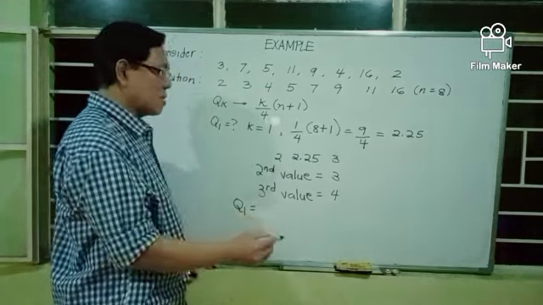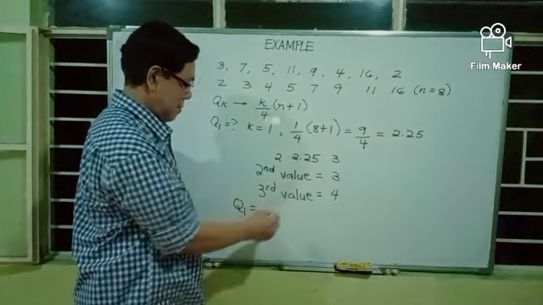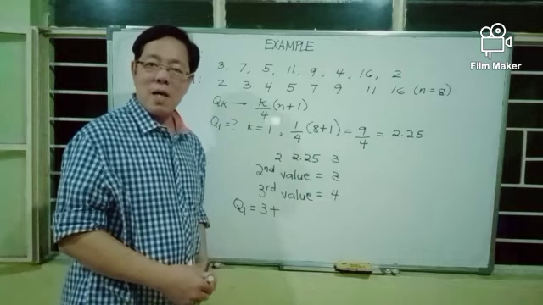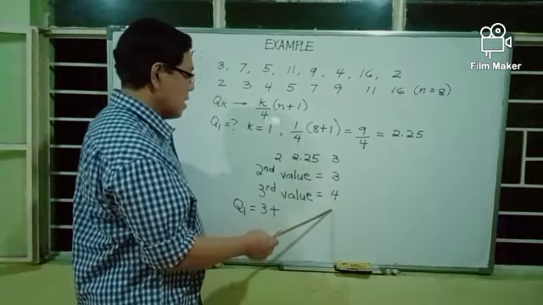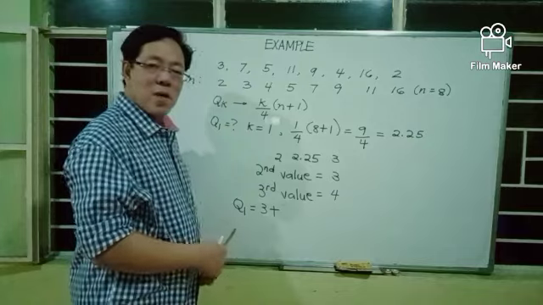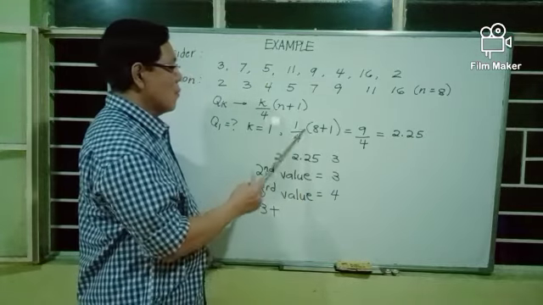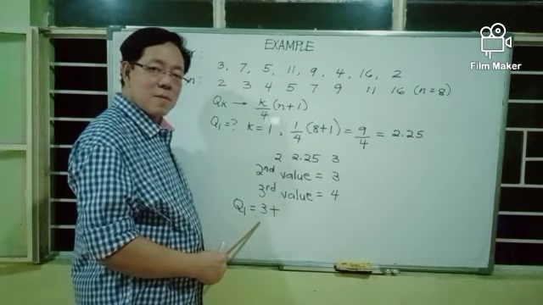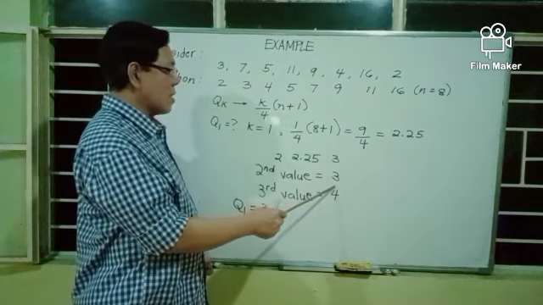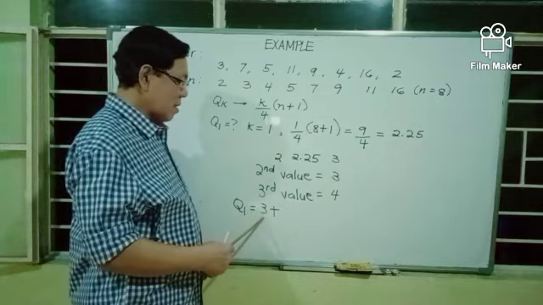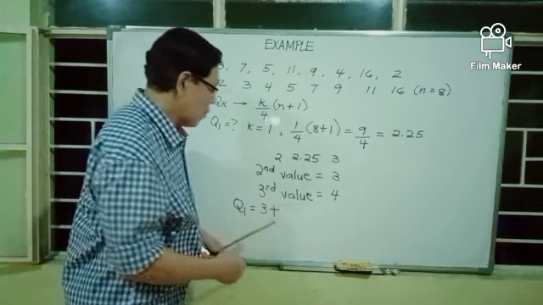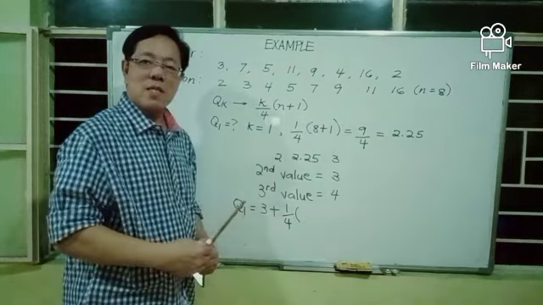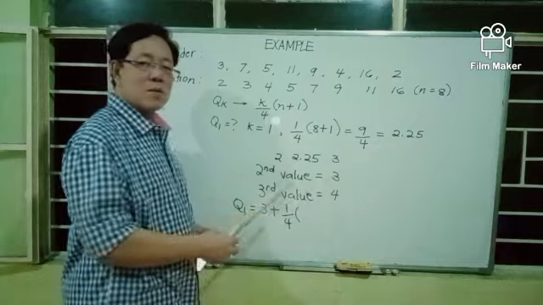Q sub 1 is greater than 3 and less than 4. And the value of Q sub 1 is 1/4 of the distance between these two values. So 3. Why 3? Because Q sub 1 is greater than 3. 3 plus 1/4 of the distance between these two values.